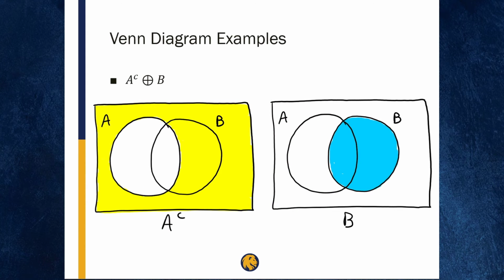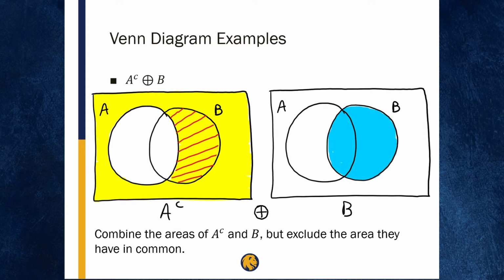Here's A complement symmetric difference with B. Same kind of situation in a way from the union, just one extra thing we have to do for the symmetric difference. So here we're looking at A complement and shaded in for B. What we do for the symmetric difference is we combine together the area for A complement and the area for B, but we exclude the area that they have in common.